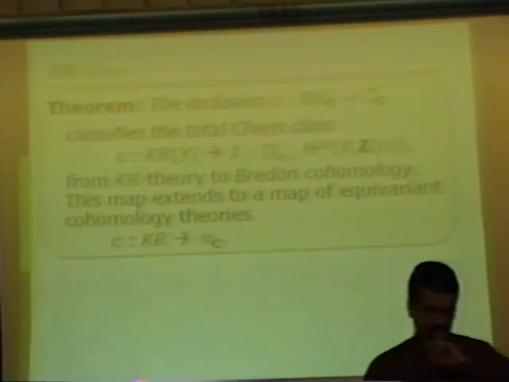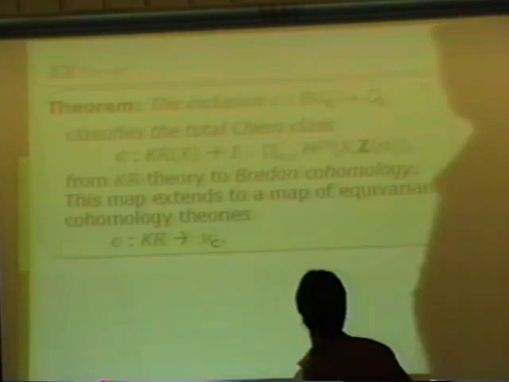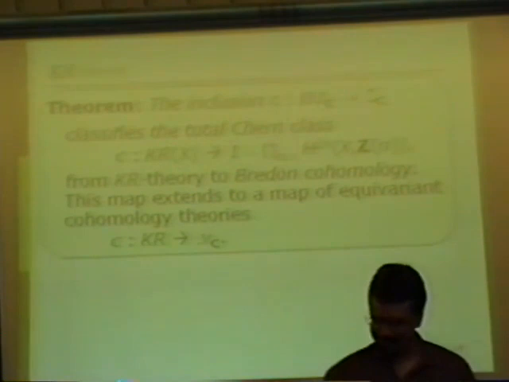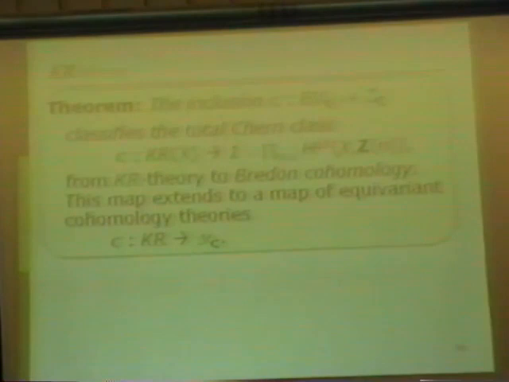and the theorem is that this inclusion classifies the total Chern class. I'm sorry, I'm mixing everything. I'm getting confused by now. So this classifies. So the inclusion of the Grassmannian into the Lawson cycles essentially represents the total Chern class map in Bredon cohomology.